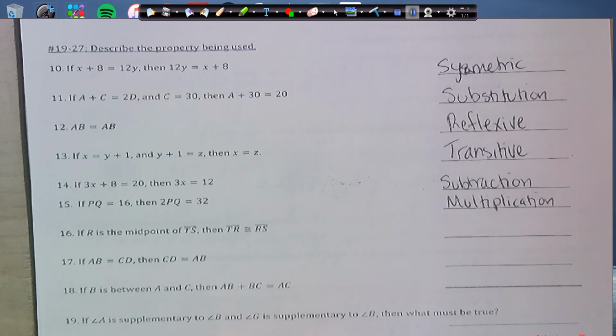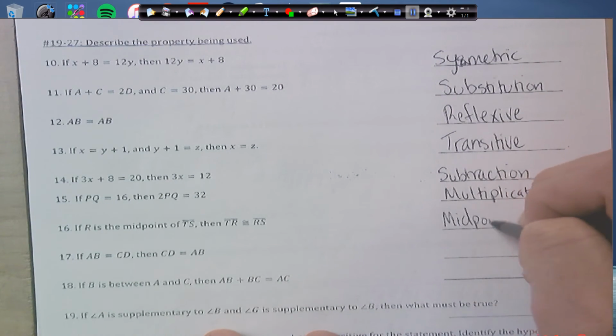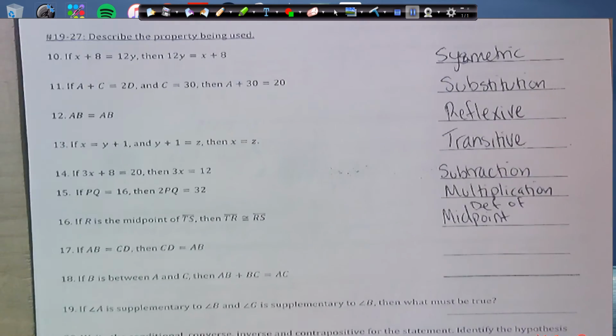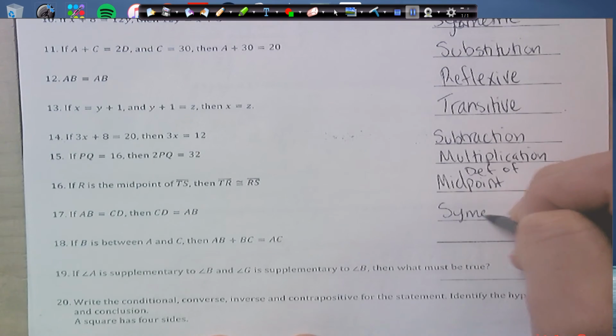R is the midpoint of TS, then TR equals RS. That's actually midpoint, or def of midpoint. AB equals CD, then CD equals AB. That's symmetric again.